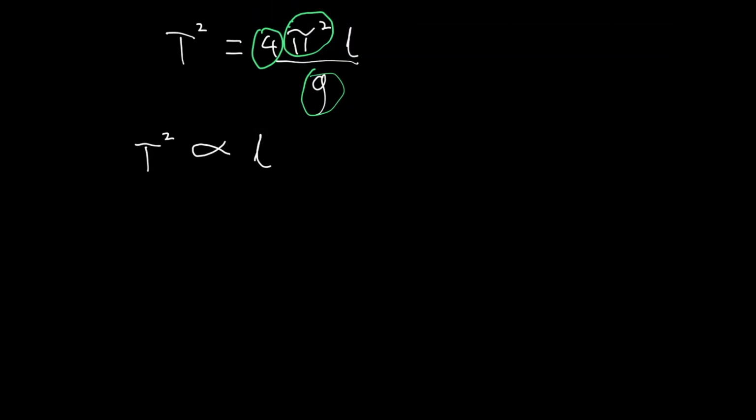Now, what does this mean? Well, if we were to draw a graph of this, we have T squared on the y-axis and L on the x-axis. What would our graph look like? Well, as we increase the length of our string attached to the pendulum, T squared increases at a constant rate, so proportionally. So our graph would have a straight line.